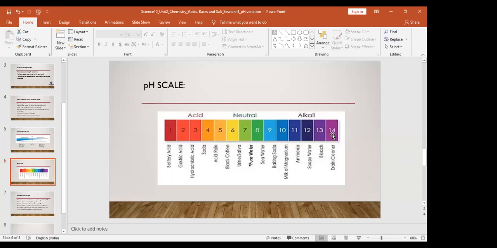Now, there was lemon juice also, which contains citric acid. This list doesn't contain citric acid, but in your book, citric acid is there. Can you refer to your book and tell me the pH of citric acid? Ma'am, it's 2. Yes, 2. Lemon is an edible acid, but the pH is 2. Do you think it is easy to consume lemon? No, ma'am.